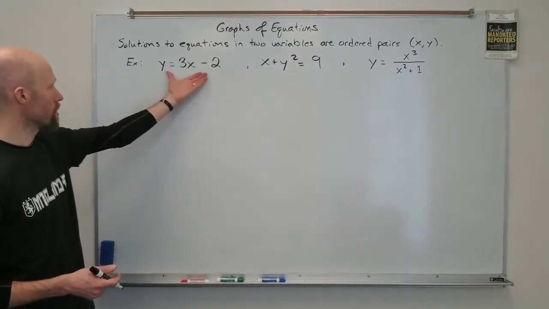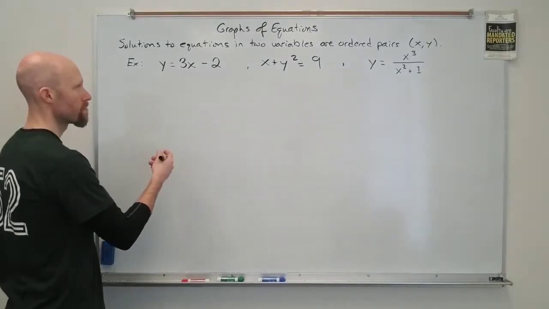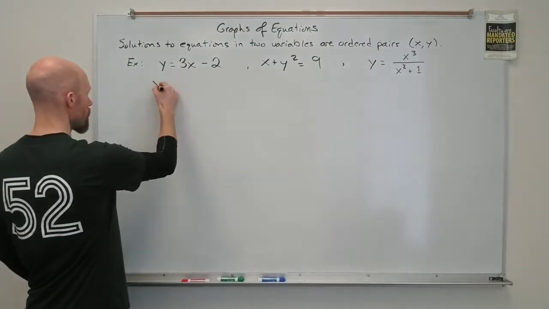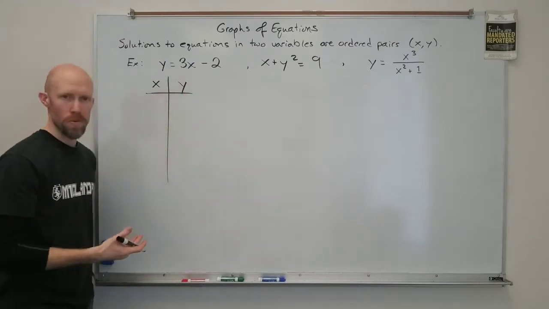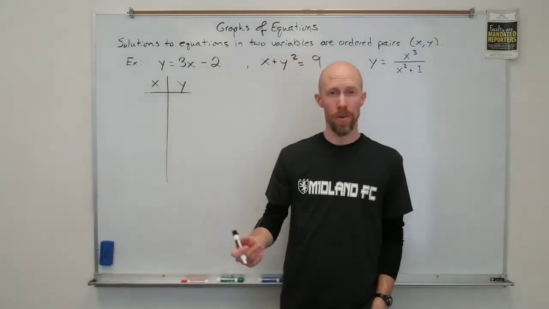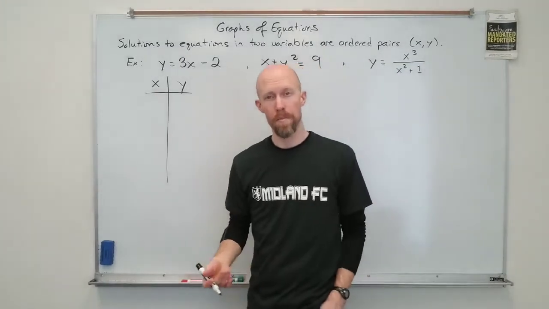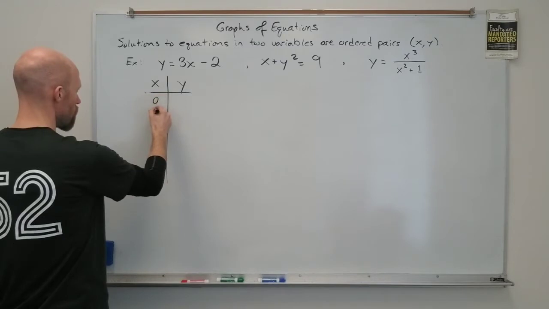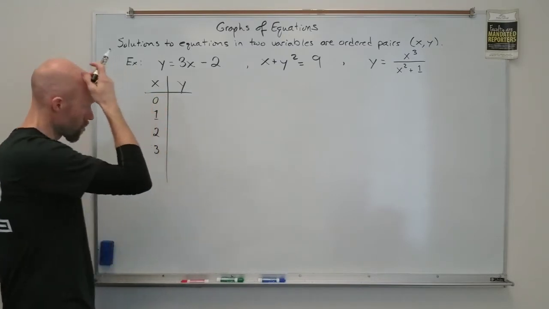For instance, if I take the equation y equals 3x minus 2, I can find a subset of the solutions using something we call an XY table. Here you just plug in numbers for one of the two variables, and then you solve for the other one. So I might plug in some numbers for X and see what I get out for Y. I could plug in a 0, maybe a 1. I just choose some things where the arithmetic works out nicely. Maybe 0, 1, 2, 3.